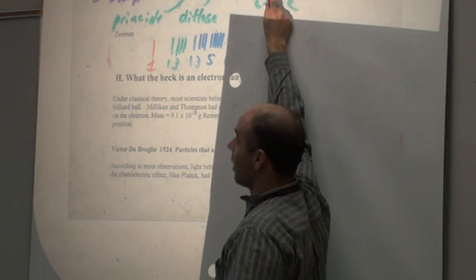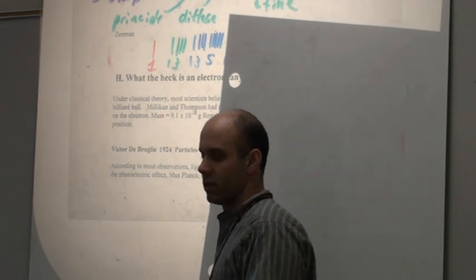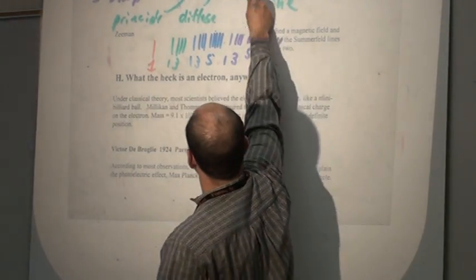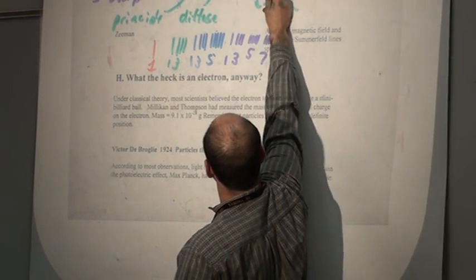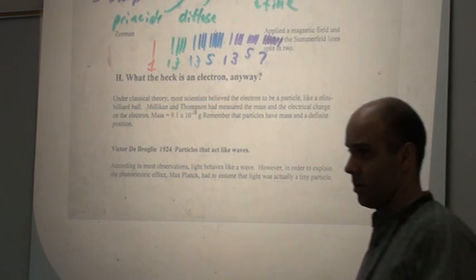What do you think is going to happen, Kim, to the next sequence? What do you think is going to happen to the 5 line? It's going to break into how many? 7. And that's what happened. So the S line stayed as 1, the P line broke into 3, the D line broke into 5, and the F line broke into 7.